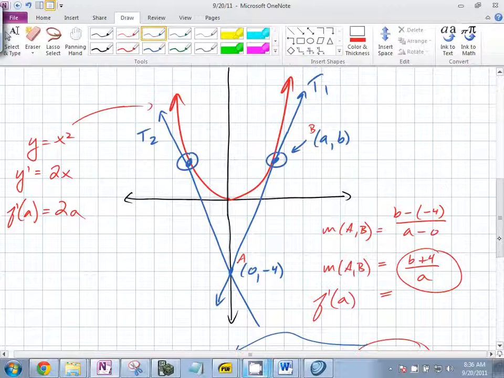Did we expect to get two answers for a? Yeah. So we therefore know that this is 2. And what's the y value? 4. And therefore this one is (-2, 4). Exactly. Good. Done.